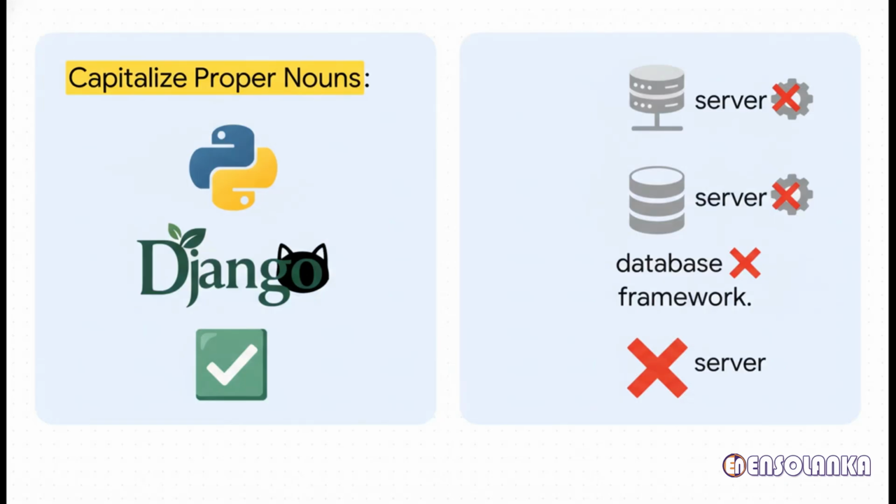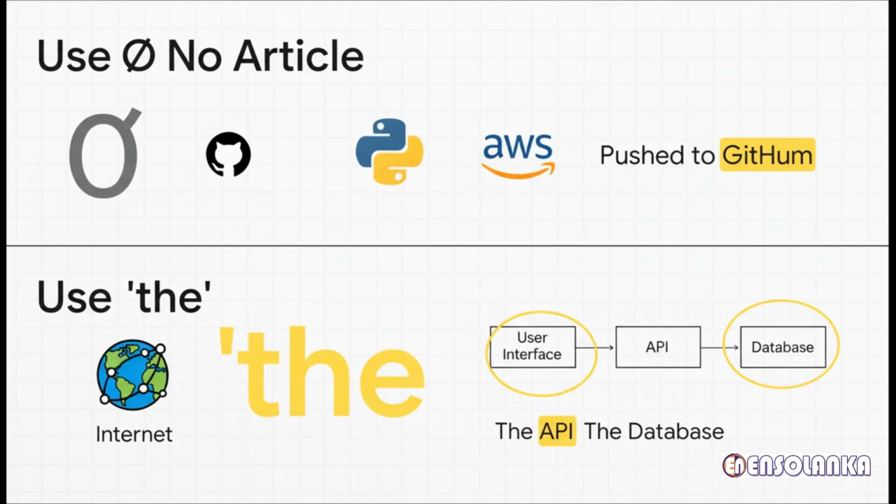Capitalization in tech is actually pretty easy. Proper nouns, the brand names of languages, tools, and services like Python, Django, or GitHub, always get a capital letter. But common nouns, the general words, like server, database, or framework, stay lowercase, unless they're part of an official name, of course.